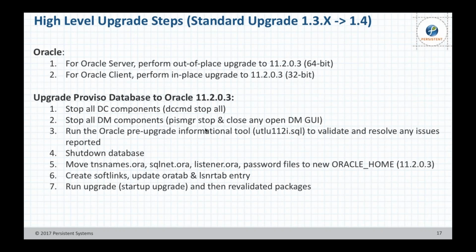You want to migrate all the TNS names, SQLnet, Listener, Aura. These are basically all your configuration files from your existing Oracle to the new Oracle home that you have installed based on the out-of-place upgrade, and create the soft links that also exist in your existing Oracle to the new system. And then you run what we call the start upgrade command on Oracle. After that, you revalidate all the packages after the upgrade in Oracle itself. So that's how you upgrade the Proviso database to Oracle 11.2.0.3.